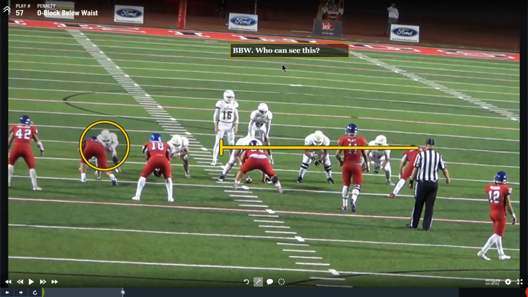The referee put this comment in. Who can see this? He's got the umpires where he should be looking. The referee is looking over here, and of course we have the head linesman looking right here. Okay, so let's take a look at this block.